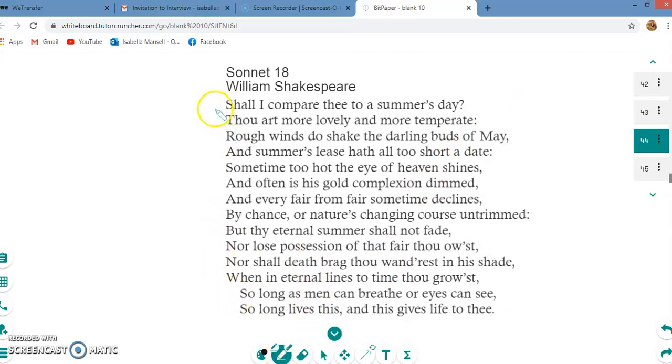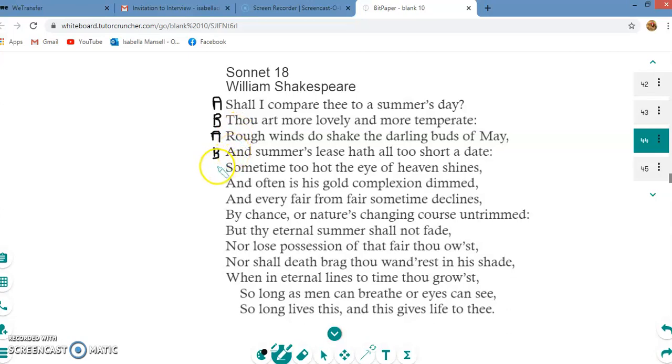So if every line is given a letter name, the first line I'll call A, and then every matching line with the same rhyme at the end will have the same letter. So you can see on line 3, May rhymes with line 1, day, and so line 3 will also be marked with an A. Line 2, ending in temperate, will be named B, because that's a new rhyme sound. And so line 4, ending in date, so a half rhyme with temperate, I'll also label B. So you can see immediately the first quatrain, or chunk of four lines, we've got A, B, A, B for the rhyme scheme.